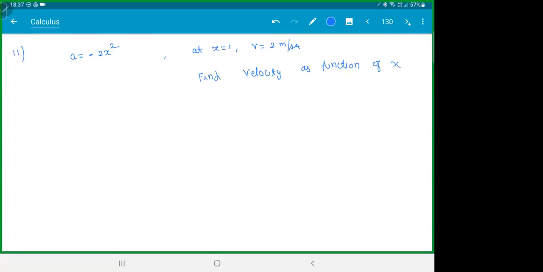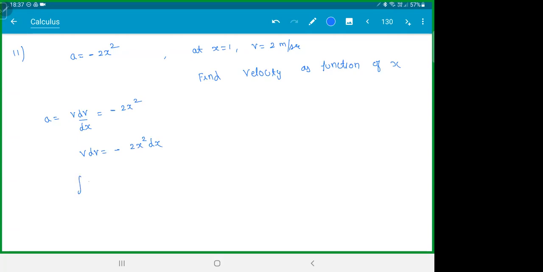How to do? Now I can write a as dv by dt, but the problem is then you have 3 variables, v, time, position, you can't do anything. So you need to write a as v dv by dx. So this will be v dv is equal to minus 2x square dx.